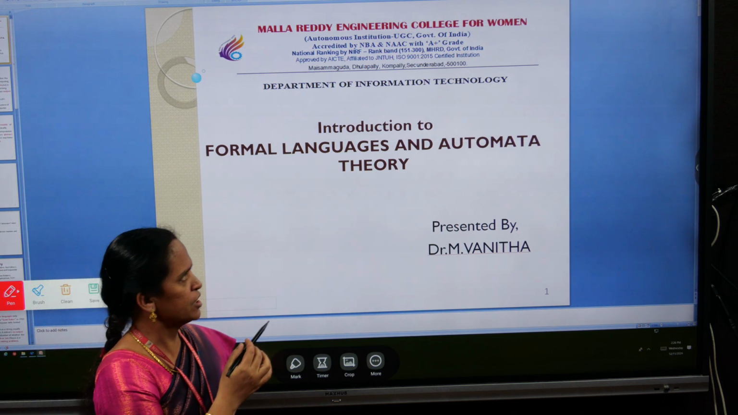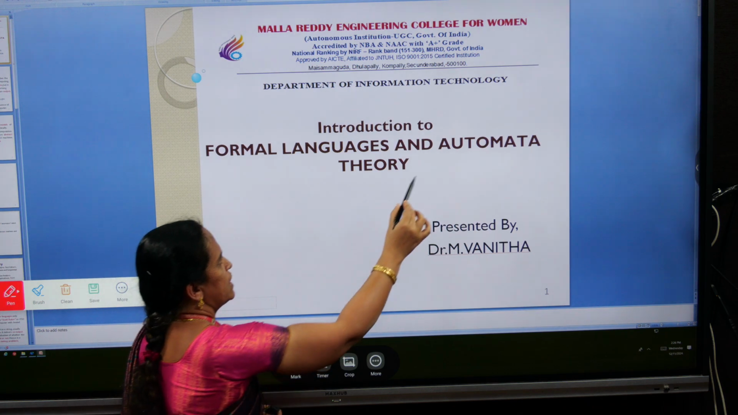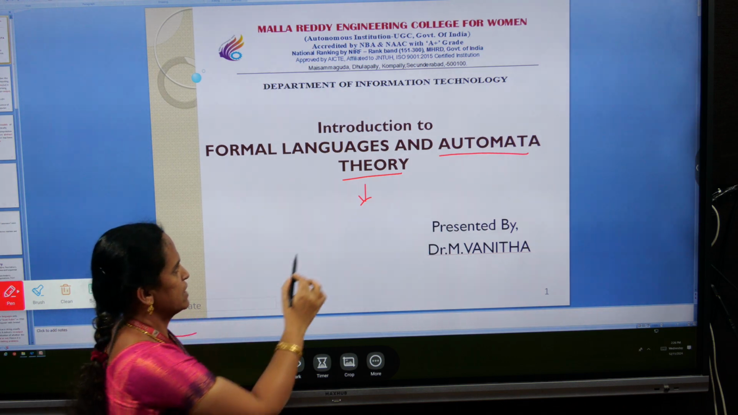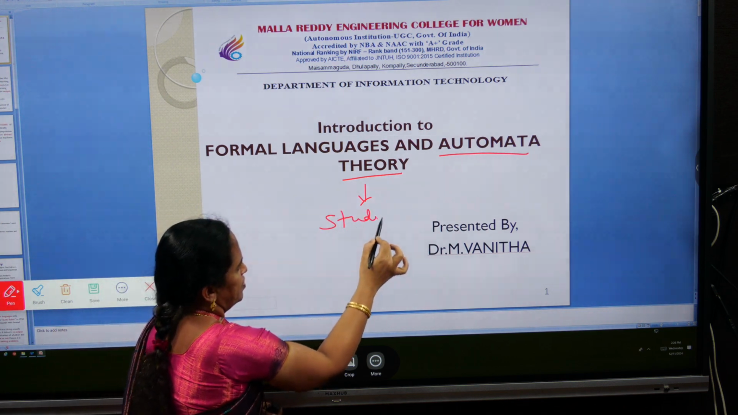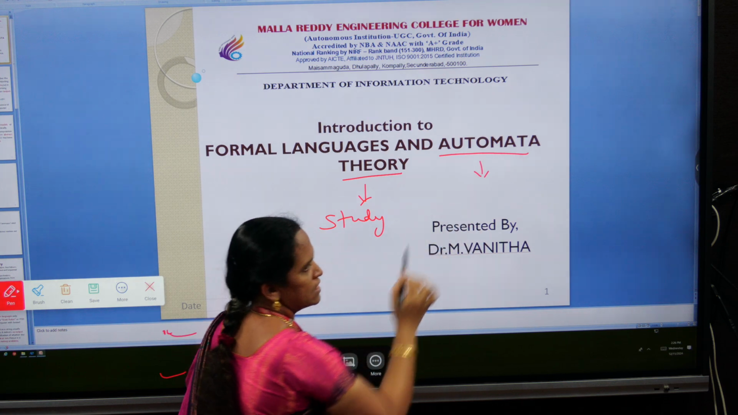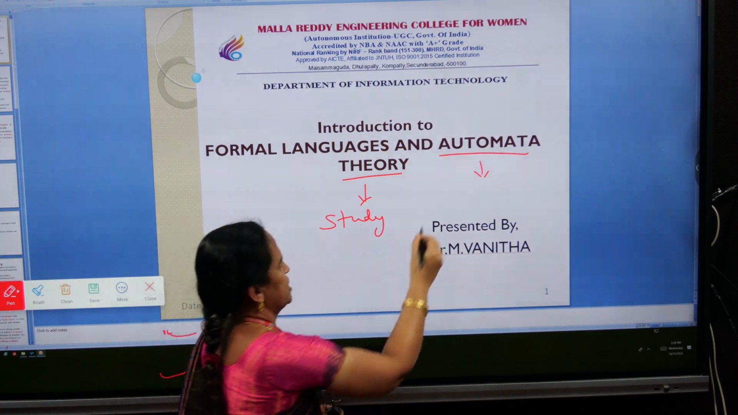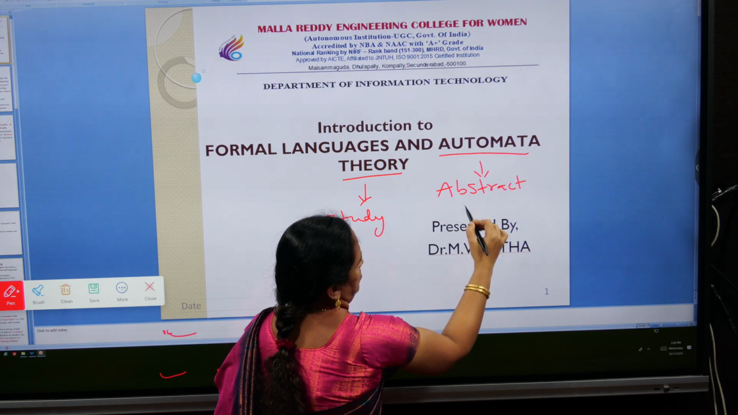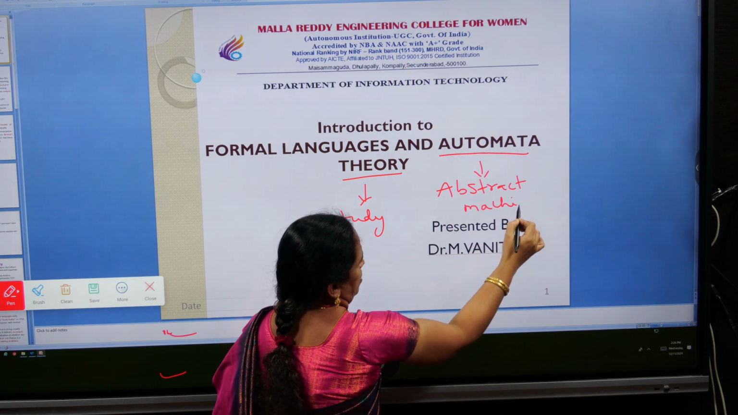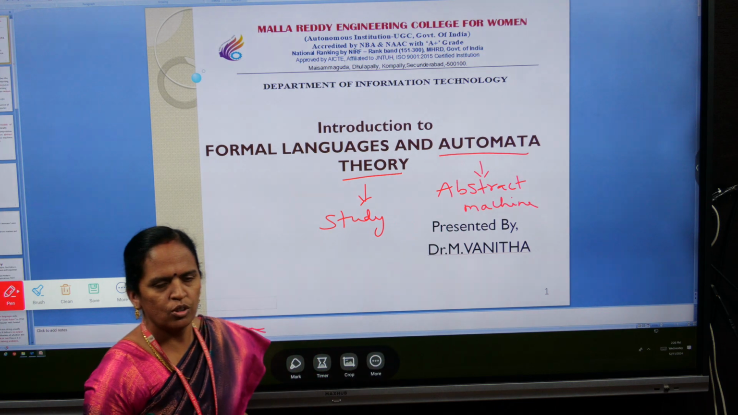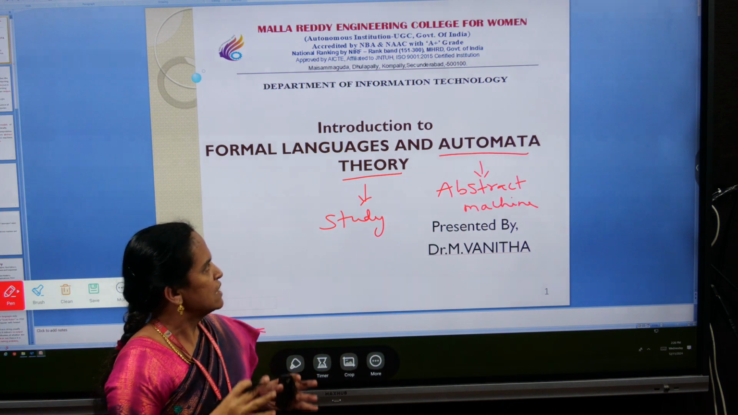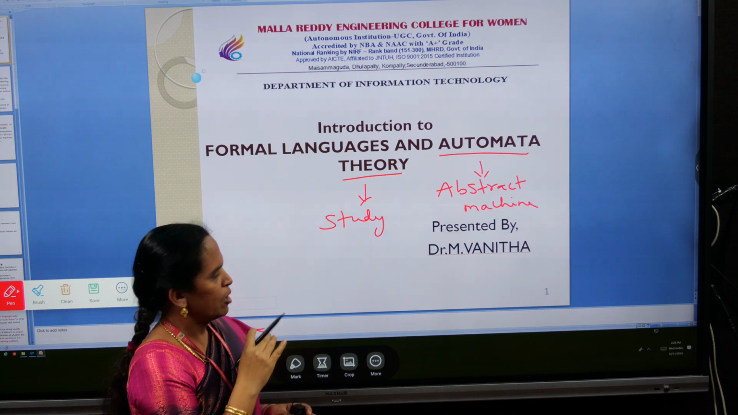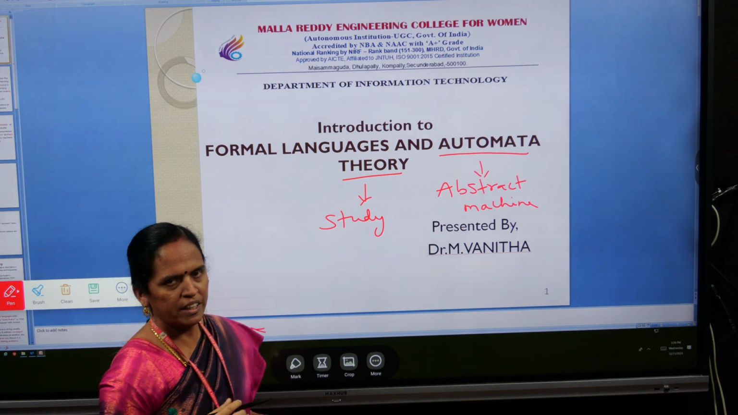So before getting to the topic, first we have to know what is automata theory. Here, theory represents study. Automata represents one kind of abstract machines. So in automata theory, we are going to discuss the study of abstract machines. We have to discuss in detail about abstract machines in automata theory.